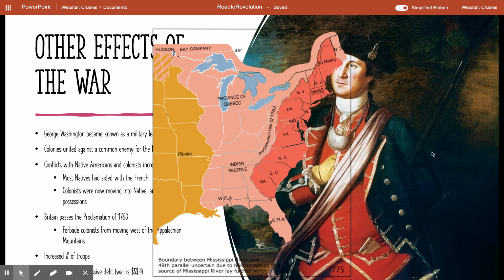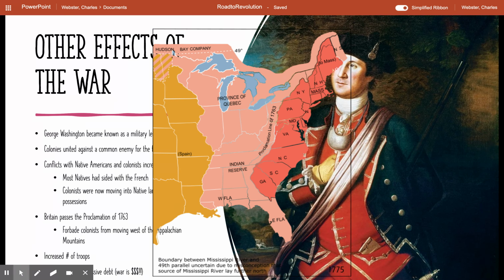And here is where the proclamation line from 1763 was drawn, right? So the area in dark pink were the colonies. The colonies over here in dark pink. And the colonists weren't supposed to move into this area over here, past this line. Do you see it? They weren't supposed to move into this area. It was supposed to be reserved for the Native Americans.